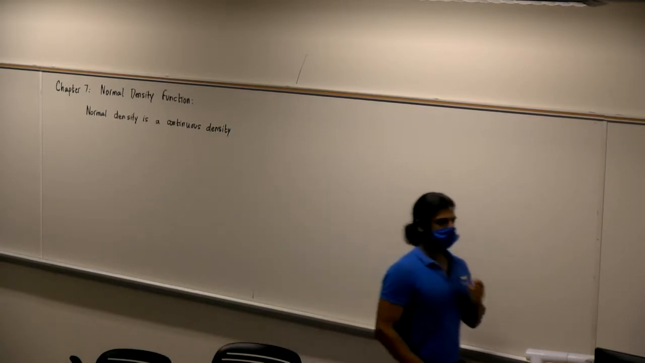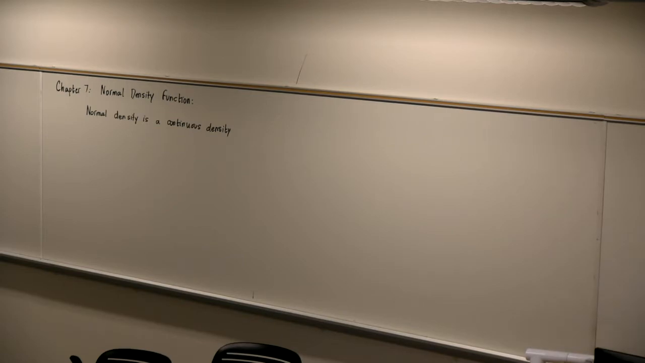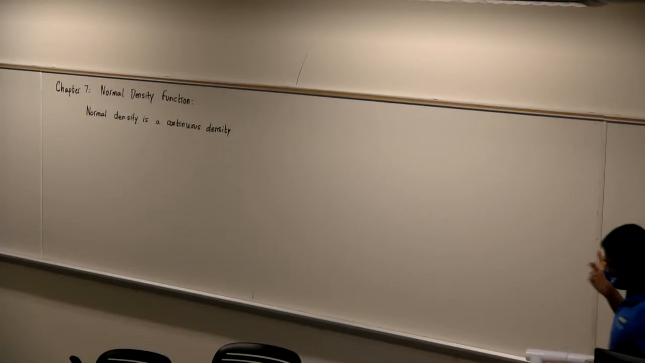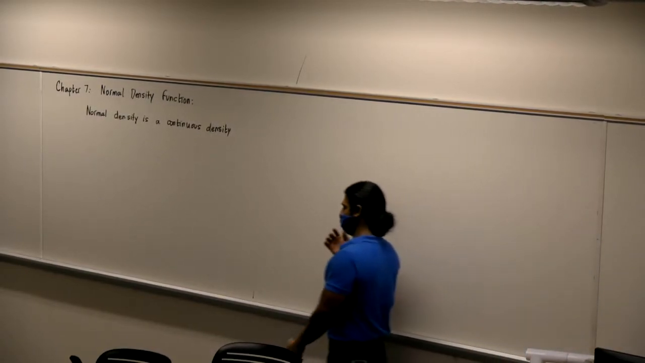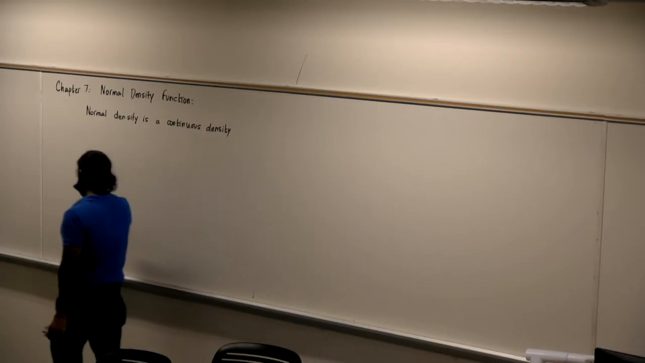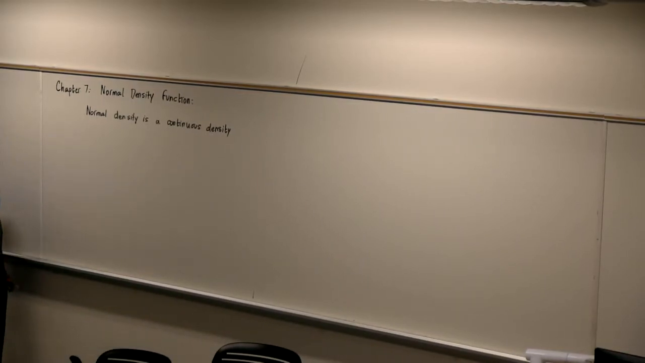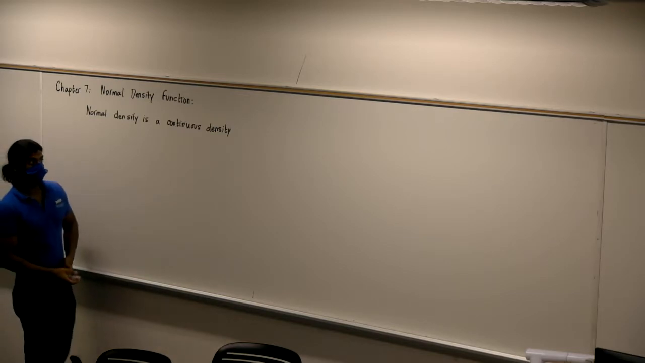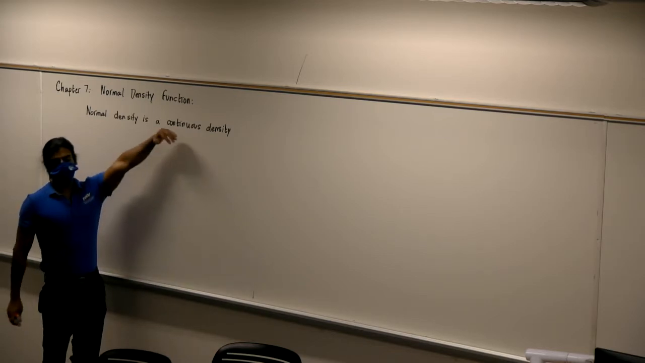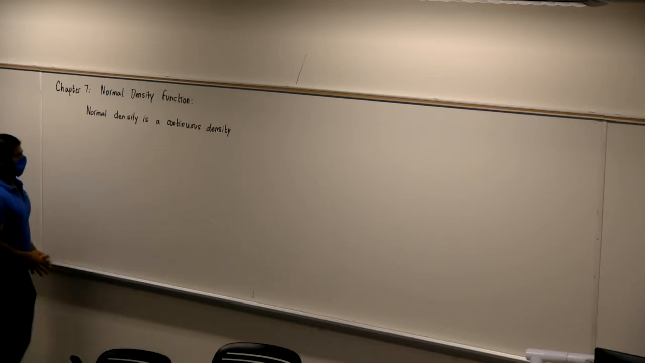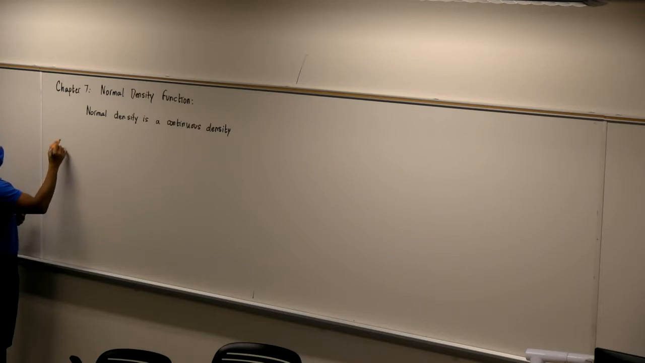Normal density is a continuous density in the sense that it is for a continuous random variable. Unlike binomial, which is for a discrete random variable, normal is for continuous. But before we can talk about normal densities, we have to understand something very fundamental about continuous densities. Here is the question.